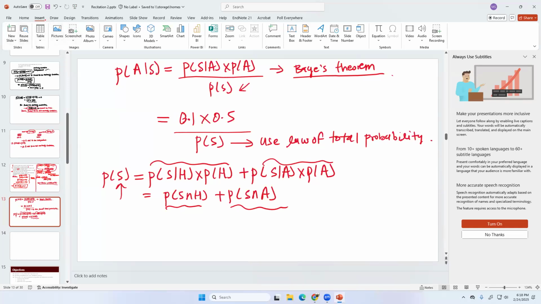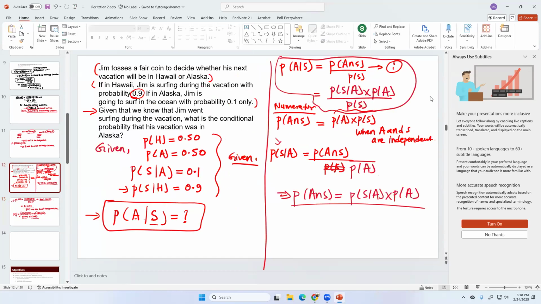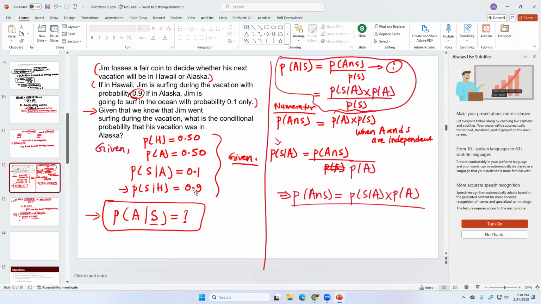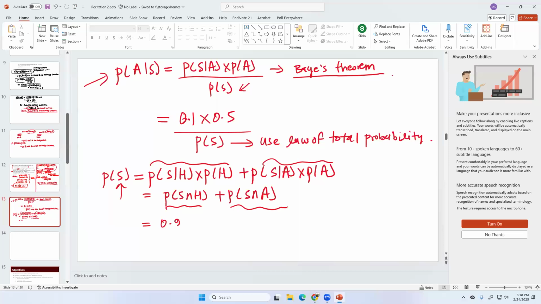These things are important. You have to remember the formula, and if you don't want to remember it, you can get to it using what I just did here. Then you have to remember how to get the law of total probability. So what is P of S? P of S given H is 0.9. So 0.9 times P of H, which is 0.5, plus 0.1 times 0.5, right?